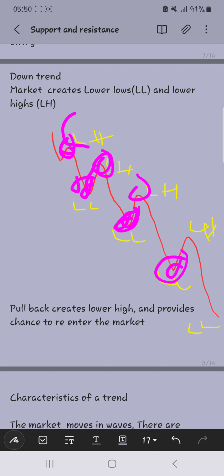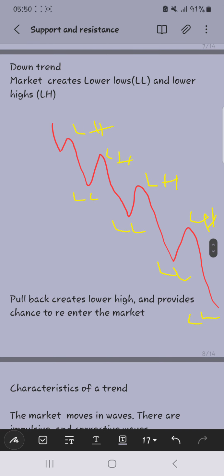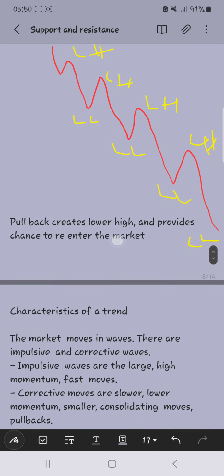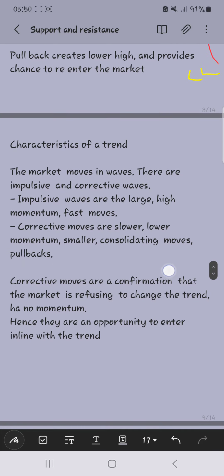So again, remember, every pullback is another chance for you to re-enter. That's when you'll be looking for the zone flips that we were talking about. It may be that in between this pullback there's a structure, and you draw your trend lines. I'm going to be going further into that in just a second. So that's just what you have to look for.